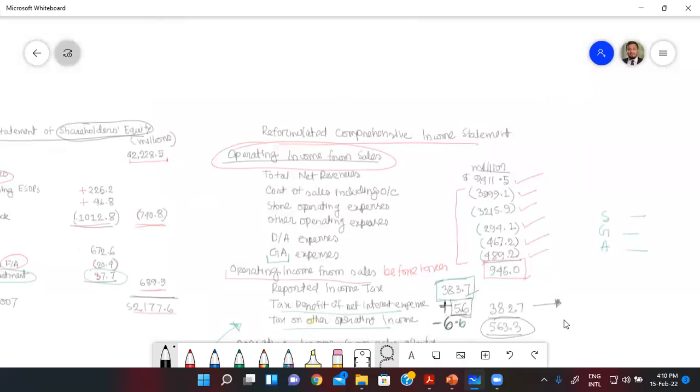Note that there are some financial ratio calculations in requirement C. I will request you to look at the numbers we have produced in the previous class and today's class based on the reformulation, and use those numbers to find the ratios asked in requirement C. And we'll discuss this in the next class.